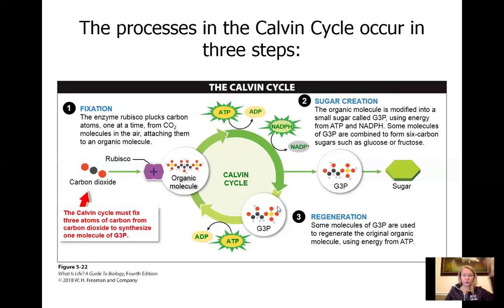However, that's not the end of the story. We have to keep this process going on. It's going to turn another time. So, regeneration. Some of the G3P, some of that molecule, will go on to drive the process again, using that energy. And once again, we see some energy being used here. So it's cyclical, right? You have to use some energy to create energy, but when we create that sugar molecule, now you have that bigger molecule, that's stored energy for something later. That's the Calvin cycle.